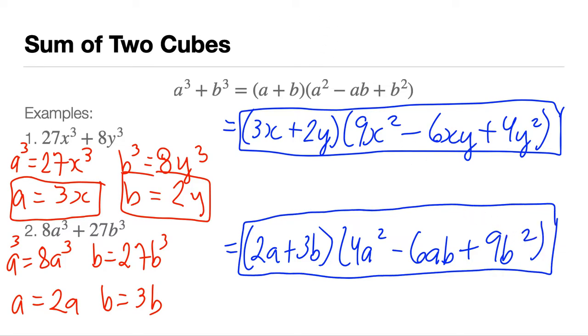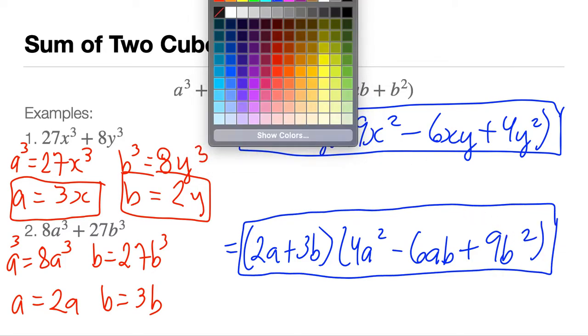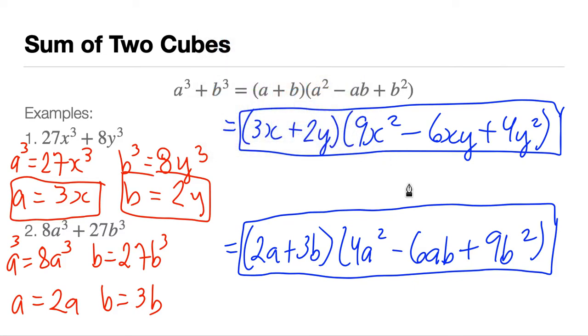What's the difference from number 1? The only difference is the order. The 9x squared came here, the 4 came here, so they just got opposite positions for the first term and for the last term. Okay, so that's for the first two examples.